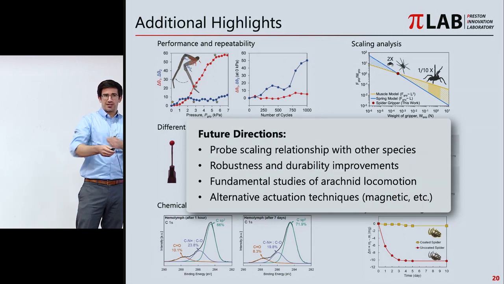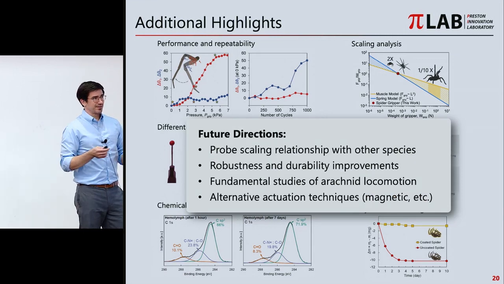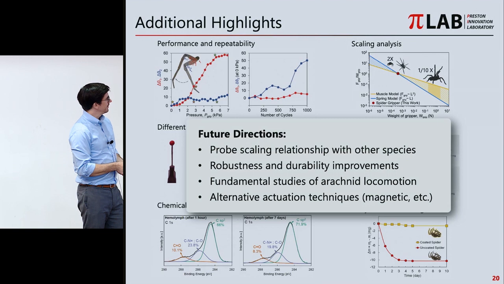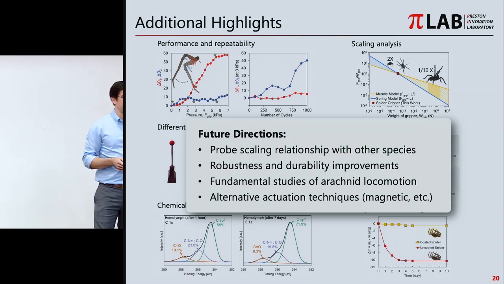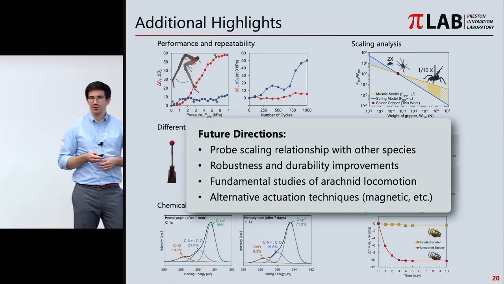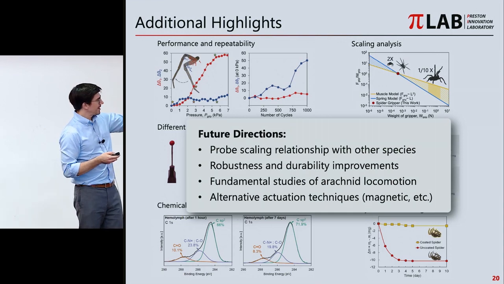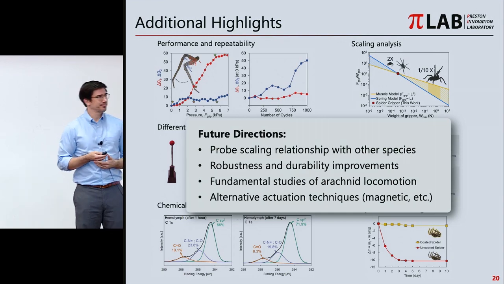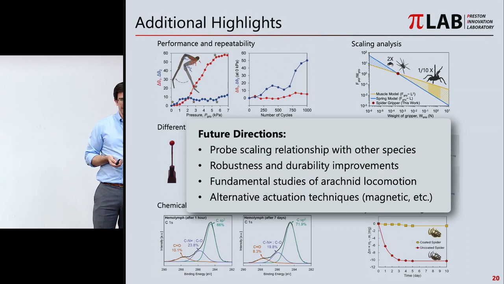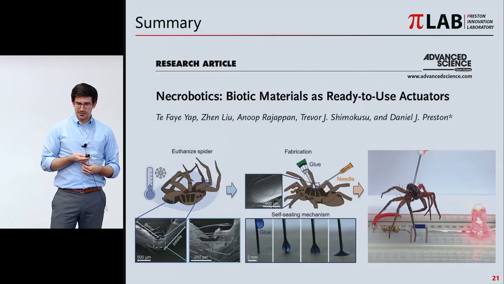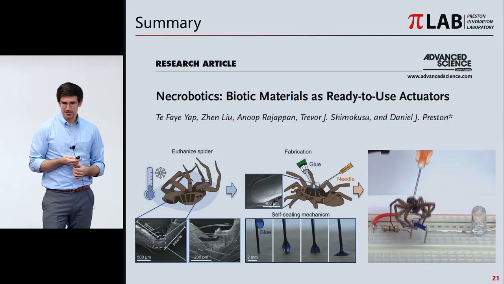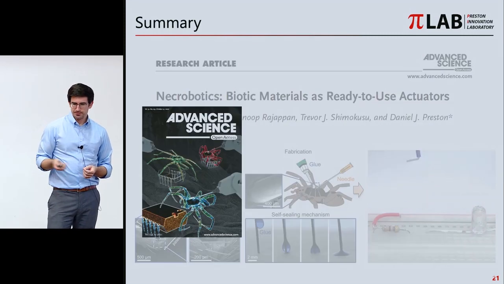We have a few future directions that we're pursuing now. The one that I'm most excited about is the one that's highlighted here, sort of the fundamental studies of arachnid locomotion. And what we have in mind there is individually addressing each one of the legs such that we can start to get this system to walk in the lab and use it to figure out maybe how arachnids walk and how we can do even better. So this was a pretty fun project to work on. We're excited to see what happens next, both from us and maybe from other folks.